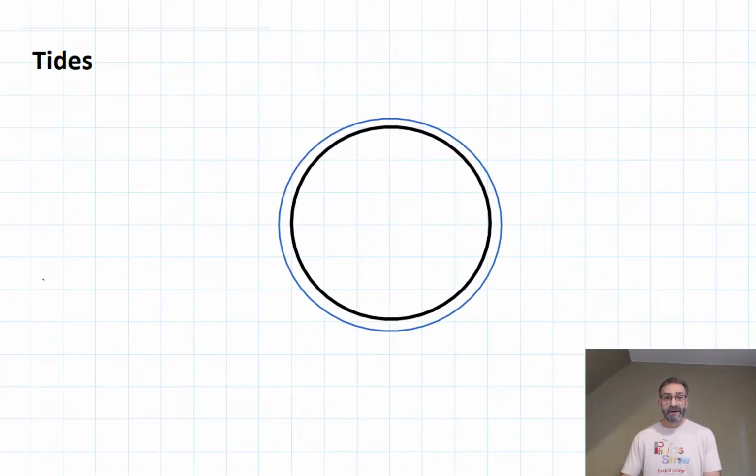Since we're talking about gravity, it makes sense to stop now and talk about why we have tides on Earth. Here's an image of the Earth, and this blue circle is supposed to indicate there are oceans there, there's water there. Obviously, my drawing is not to scale. Well, what happens when we introduce other bodies like the moon and the sun?